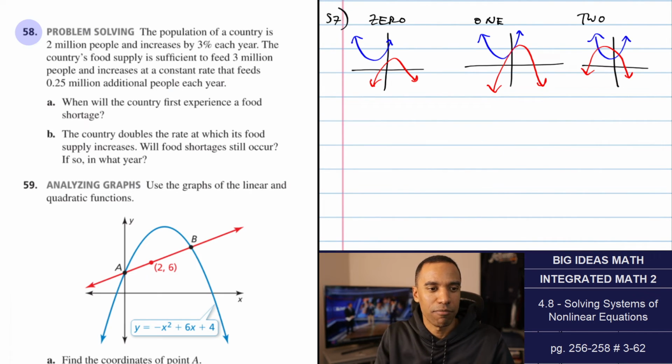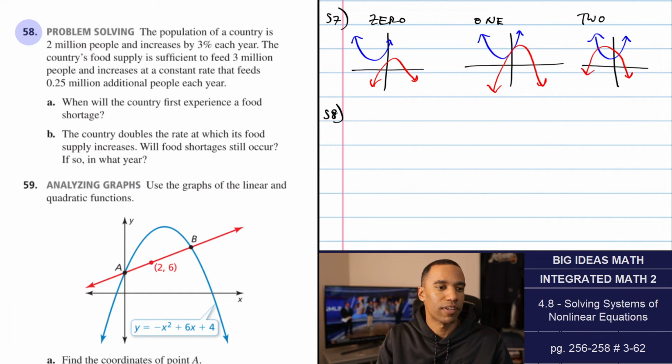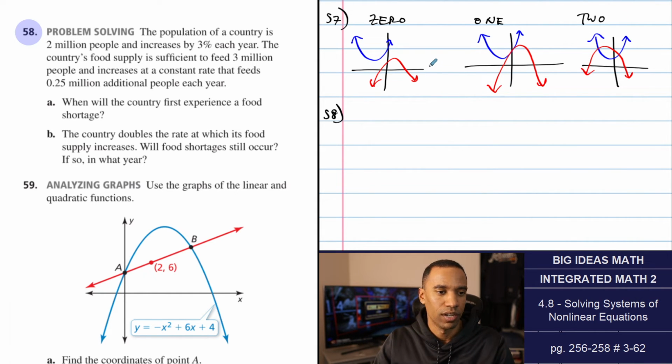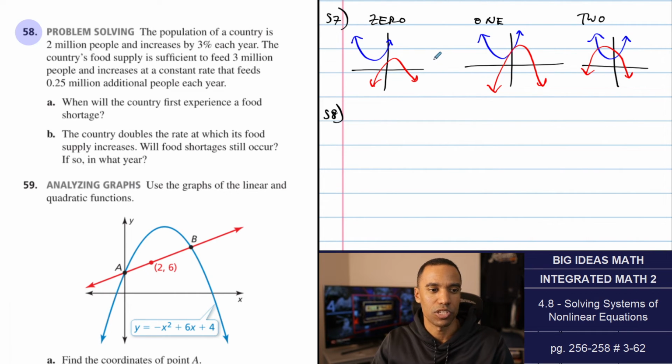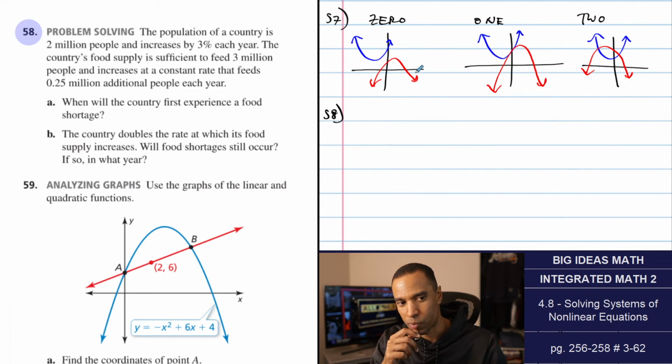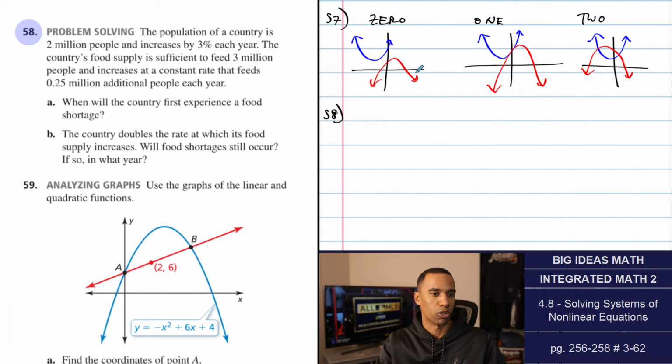Number 58. 5 more questions, I believe, up to 62, right? Who knows how long they'll take. They say, graph these in 9 different ways. The population of a country is 2 million people and increases by 3% each year. The country's food supply is sufficient to feed 3 million people and increases at a constant rate that feeds 0.25 million additional people each year. Part A, when does the country first experience a food shortage. Part B, the country doubles the rate at which the food supply increases. Okay, I have to understand part B a little bit later.